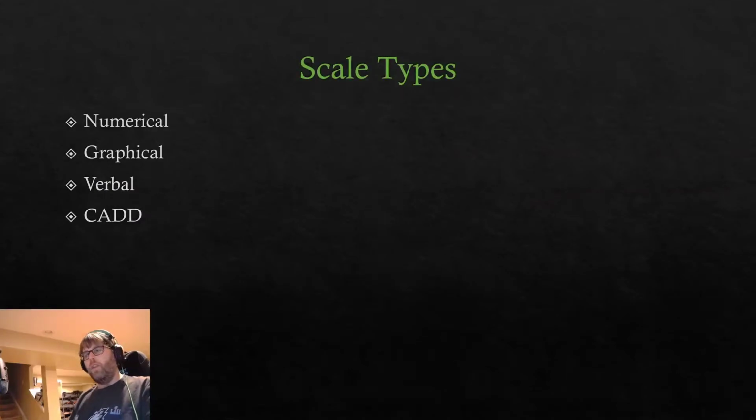So there are 4 different main scale types. There's numerical, graphical, verbal, and CAD. Numerical can be broken up into subcategories, which we're going to go through, which is like representative fraction, metric, civil engineering, architectural.